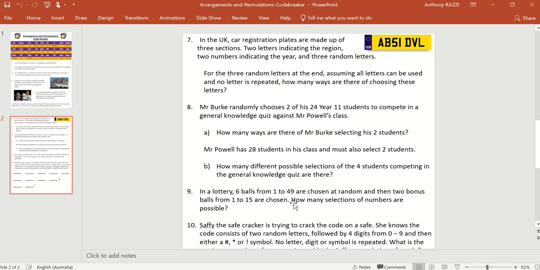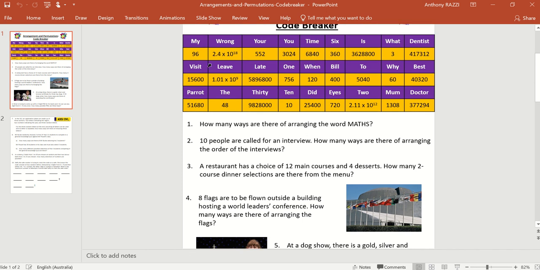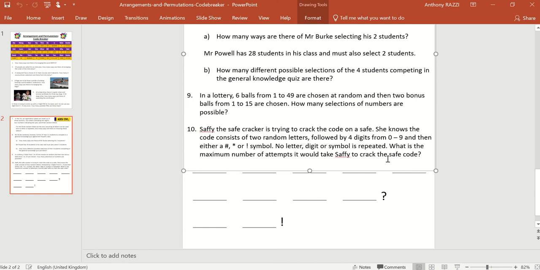So I want you to have got the code breaker task. For argument's sake, the first one: how many ways are there of arranging the word maths? Well, 5 letters, and it's just going to be 5 factorial, because it's going to be 5 times 4 times 3 times 2 times 1. And 5 factorial is 5 times 4 is 20, 60, 120. So we find 120 up here, and it correlates to the word when. So the first word will be when, and so on and so forth.